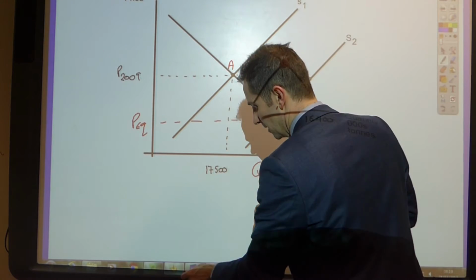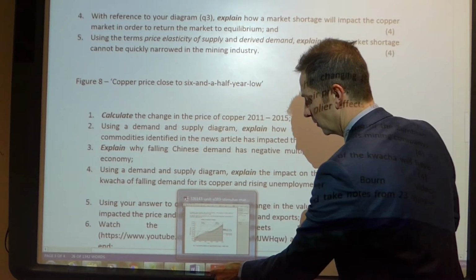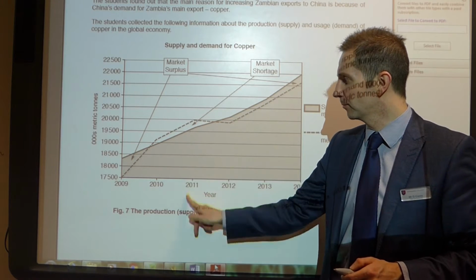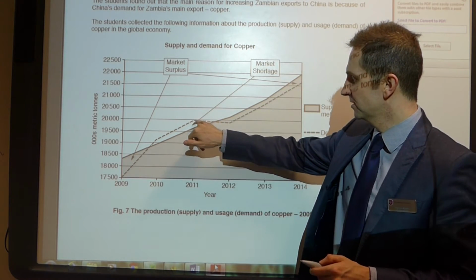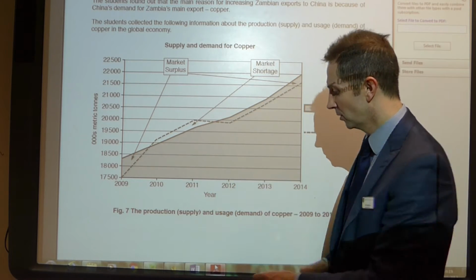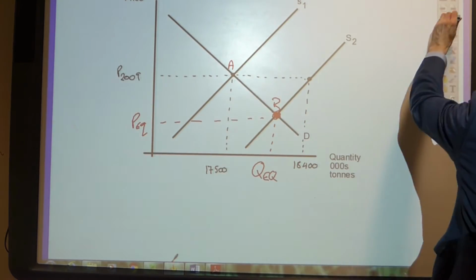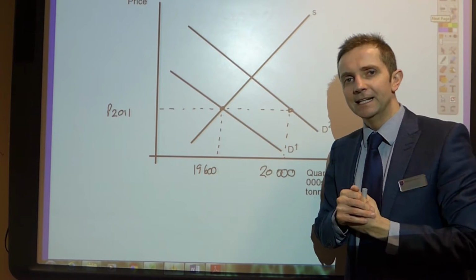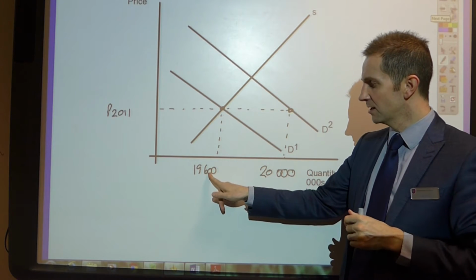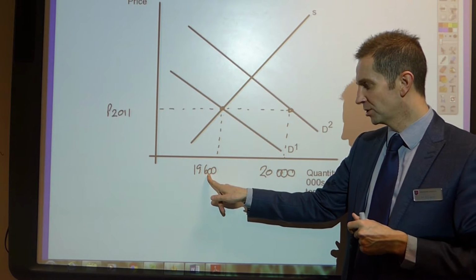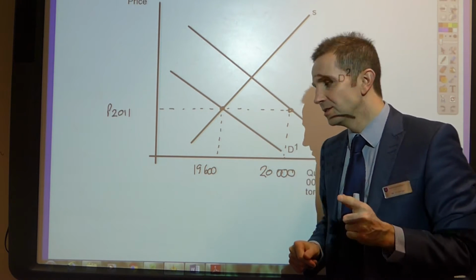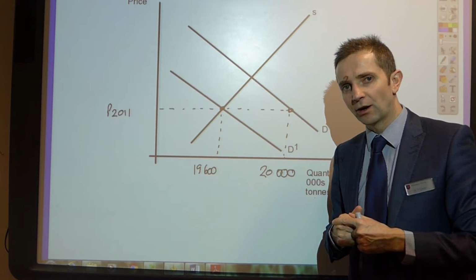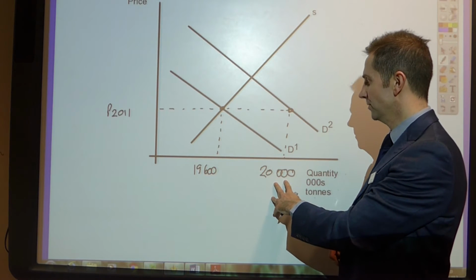Moving on then, ladies and gentlemen. The next point that I asked my students to consider was 2011, this point here, where we can clearly see that in this instance demand is greater than supply. So I'm saying here, if I move this on to the next diagram, I'm saying that in 2011 the initial supply in this instance is 19,600, reading off from the chart. However, at that point in time we know that demand is greater than supply, and we know that actually if you read the data off the chart it's around about 20 million tons.